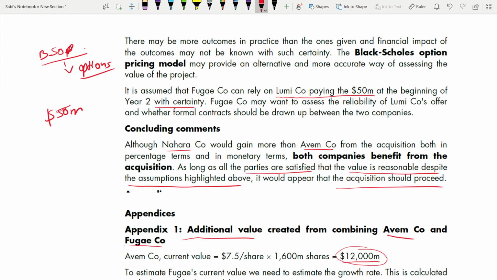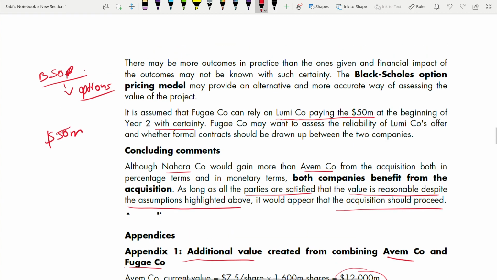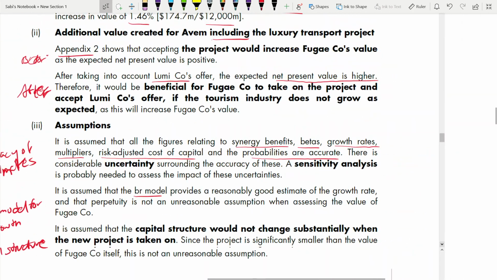Conclusion means what? All that you have discussed, you are bringing at the end and trying to tell the company, look, these are the issues. If you are happy with these issues, then you can go ahead with this project. It is beneficial. This should be your recommendation style. Adopt this way, this tone, this style. Okay, so that's it for this question.